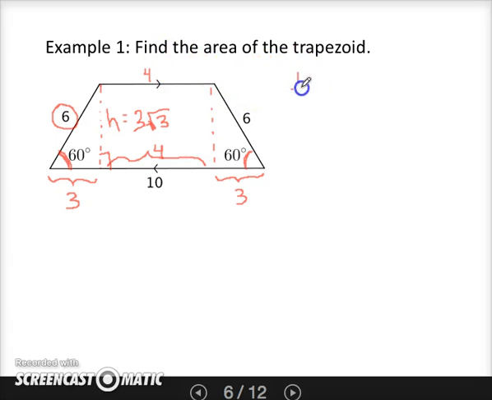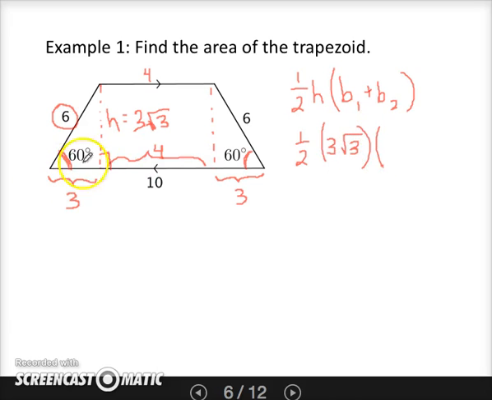Okay, so we're going to apply the formula. 1/2 of the height times B1 plus B2. So that gives me 1/2. I have 3 times the square root of 3 for my height. My long base is 10, and my shorter base up here is 4. So we're not going to get rid of this radical. We're just going to leave everything in simplest radical form.